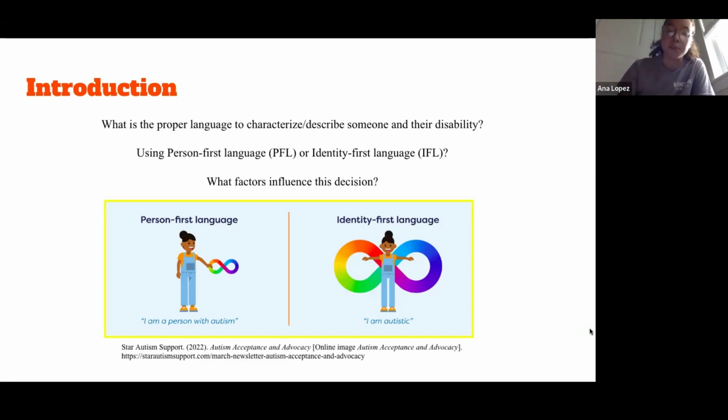And those who use person first language believe that doing so separates the individual from their diagnosis or impairments, putting emphasis on the person. And some factors we gathered from our research that we find influence the language preferences are age, gender, relationship to autism, understanding of autism, social stigma, setting events, and cultural preferences. Next.